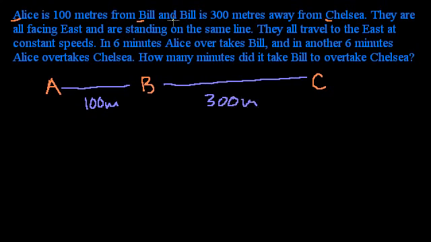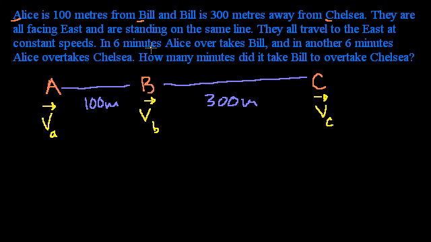And the problem tells us they are all facing east and are standing on the same line. Fair enough. So let's say that's east. So they're all facing in that direction, standing in the same line. They all travel to the east at constant speeds. Okay, but they don't say that they're all traveling at the same speed. Their each individual speed is constant. So this could be velocity of Alice, lowercase a, velocity of Bill, and this is the velocity of Chelsea.